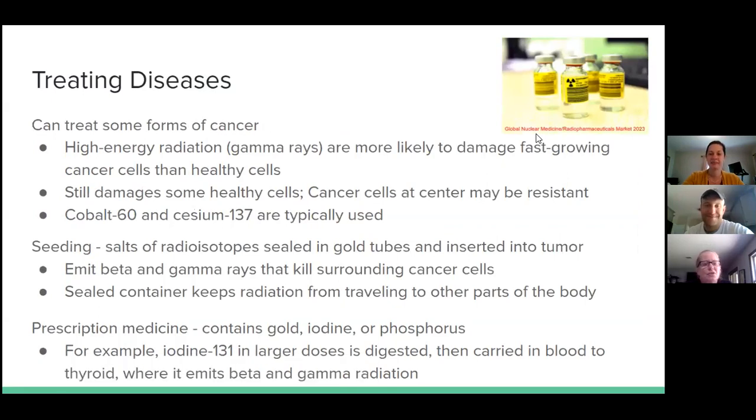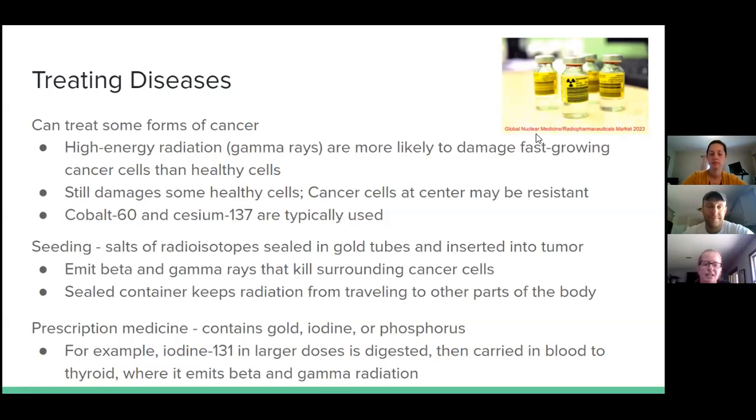So treating diseases, radiation is going to be used in different types of diseases. Some that you actually are familiar with, others you may not. So it is used to treat some forms of cancer. You have the high energy radiation, which is the gamma rays. They are going after the fast growing cancer cells. The problem is they also do go after some of your healthy fast growing cells, because your body is made up of fast cells. So a lot of the side effects you know about from chemotherapy and radiation come from that. And so you basically are going to be balancing the two things.